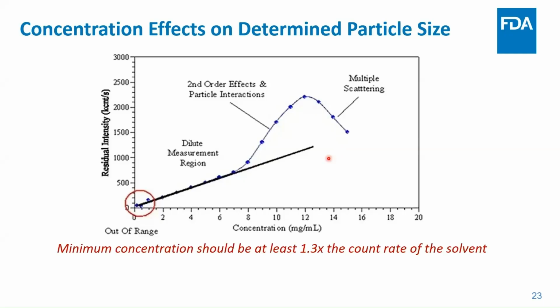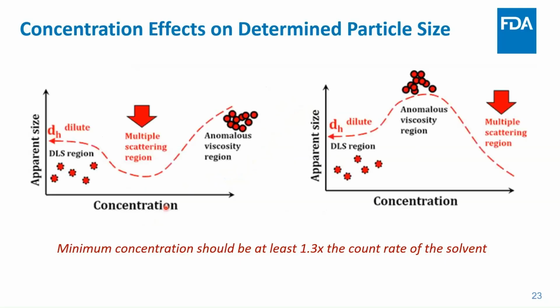And so again, the minimum concentration here for a measurement should be at least 1.3 times the count rate of the solvent. And so these concentration effects then, we want to be measuring inside the dilute regime where there is no apparent change in size with respect to concentration. That's the number one takeaway. If you see somebody doing a concentration ladder of analyte and you start to see a wide change with respect to size and concentration, those probably aren't optimal conditions for a number of reasons.